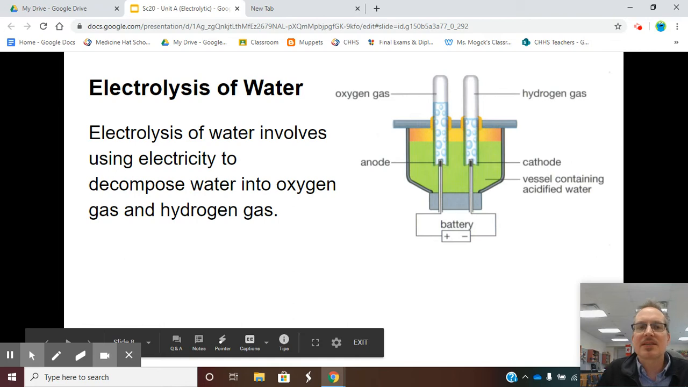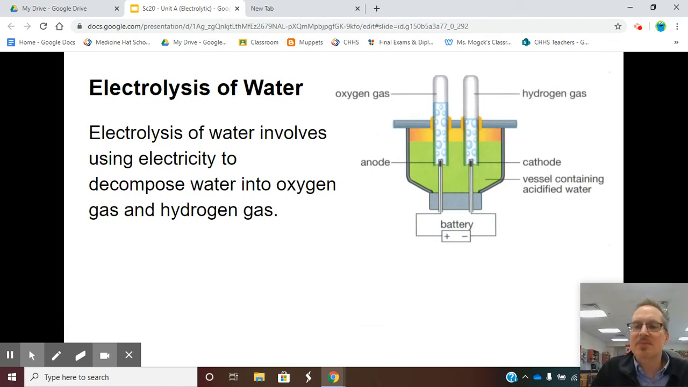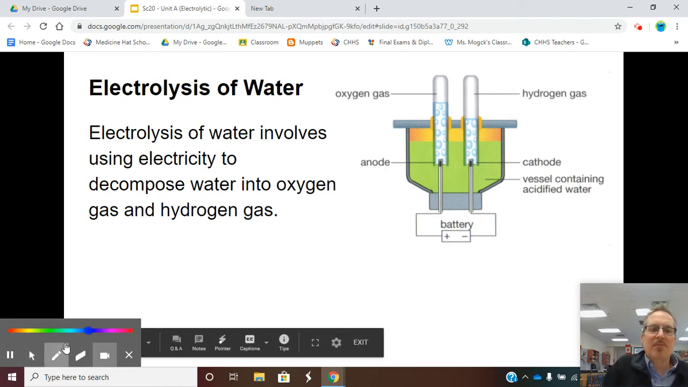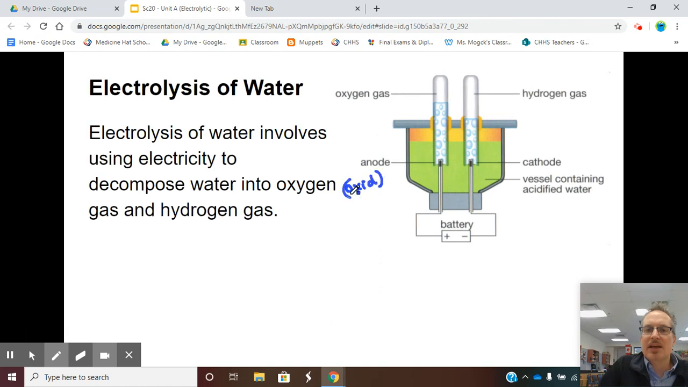So one of the reasons is so we can separate water. You saw the Hoffman apparatus in the previous slides. This is a different way to see it. Again, we have a solution in here of water, and it's acidified. It's got ions in it. And so we still have 2 electrodes. We have the anode, and remember I said the anode is still where oxidation is going to take place. We also have our cathode. This is where reduction is going to take place.